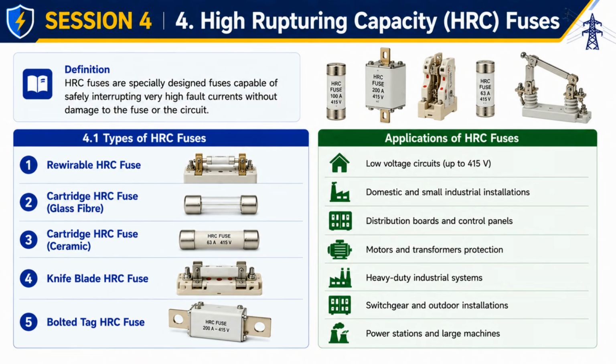There are several types of HRC fuses. Rewirable HRC fuse. Cartridge HRC fuse, glass fiber. Cartridge HRC fuse, ceramic, the most commonly used type. Knife blade HRC fuse. Bolted tag HRC fuse. These fuses are used in many applications, such as low voltage circuits up to 415 volts, domestic and small industrial installations, distribution boards and control panels, protection of motors and transformers, heavy-duty industrial systems, switchgear, outdoor installations, power stations.